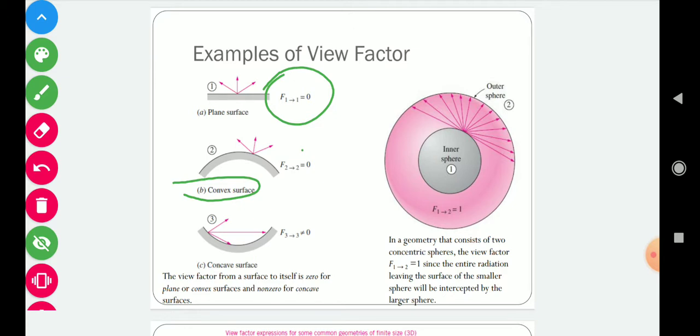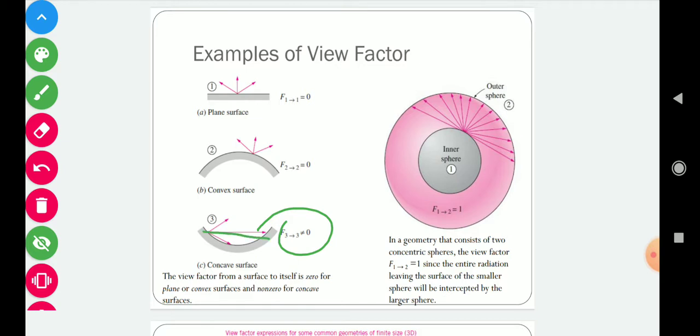So again F22 will be equal to 0. But on the other hand, if we have a concave surface, then some amount of energy strikes that surface itself. So in that case F33 will not be equal to 0, because some amount of energy is striking that surface. So the view factor from a surface to itself is 0 for a plane or convex surface and non-zero for a concave surface.